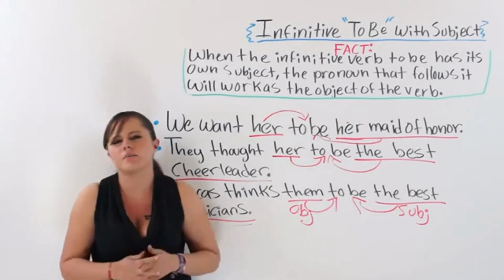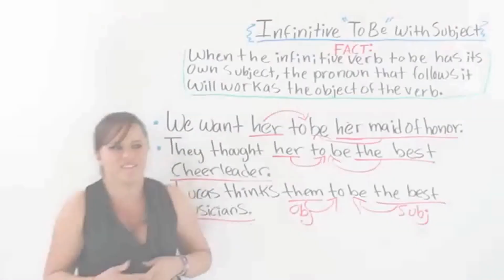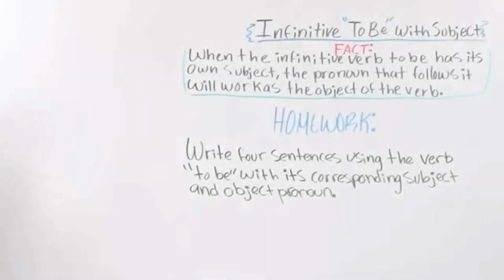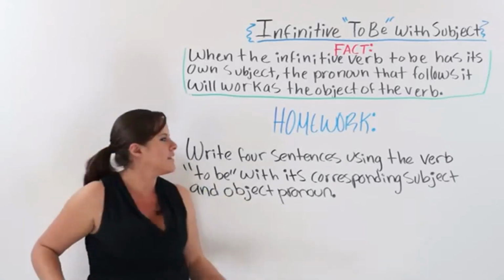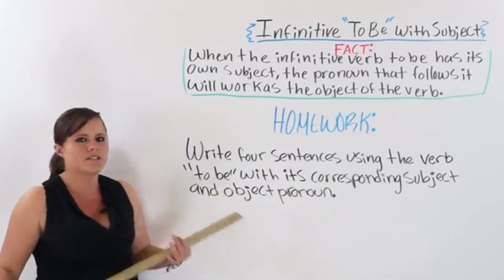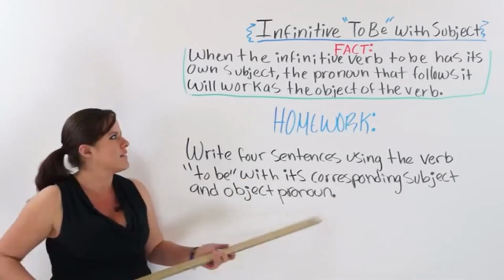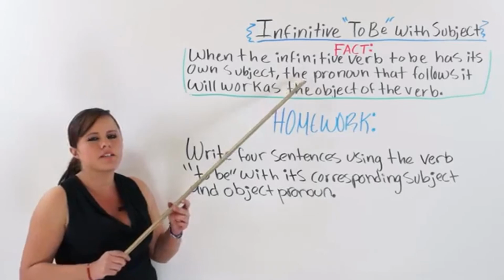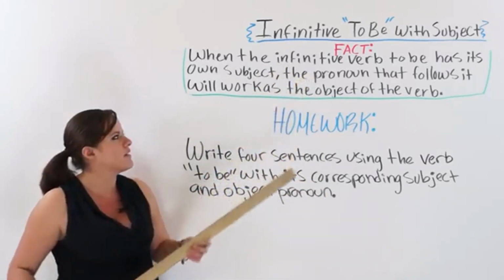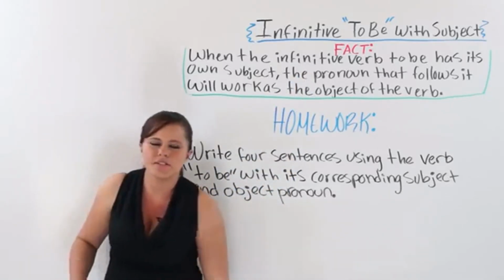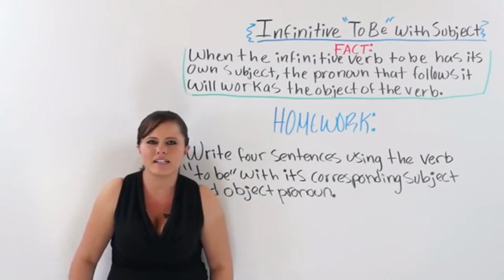So, next I will leave you some homework. Why? Because you need to practice to improve your English. For homework, you are going to write 4 sentences using the verb to be with its corresponding subject and object pronoun. Remember this fact, it's very important that you write it down or take note of it so that you avoid mistakes when doing your homework.